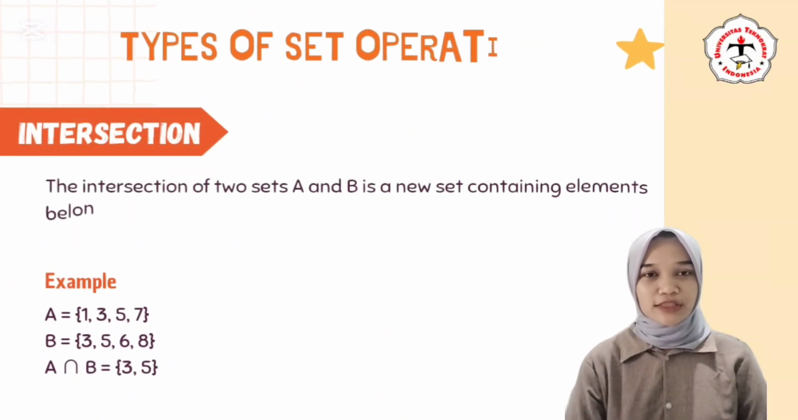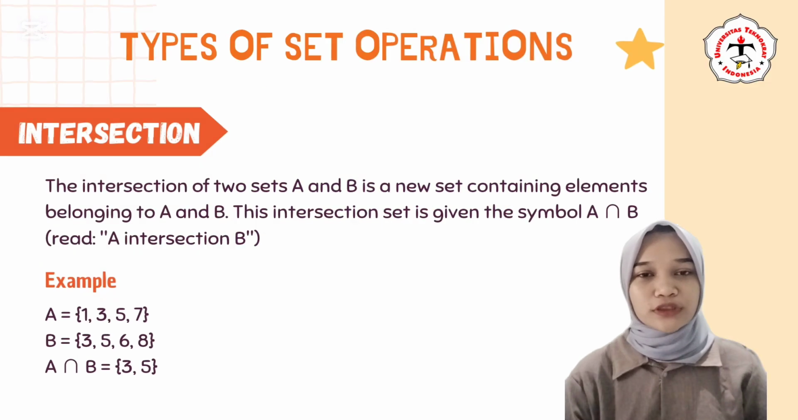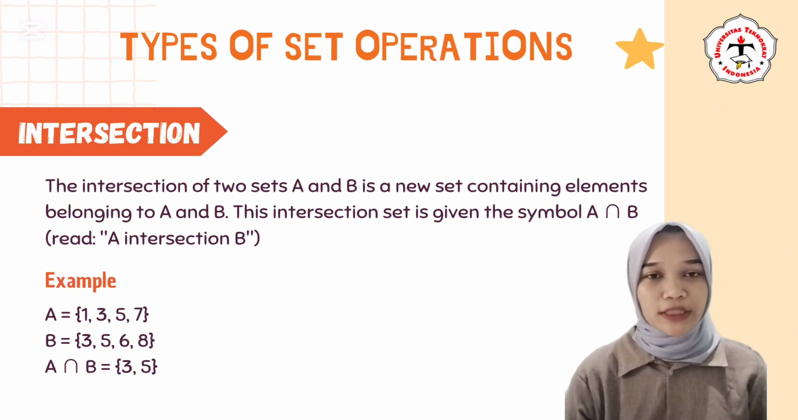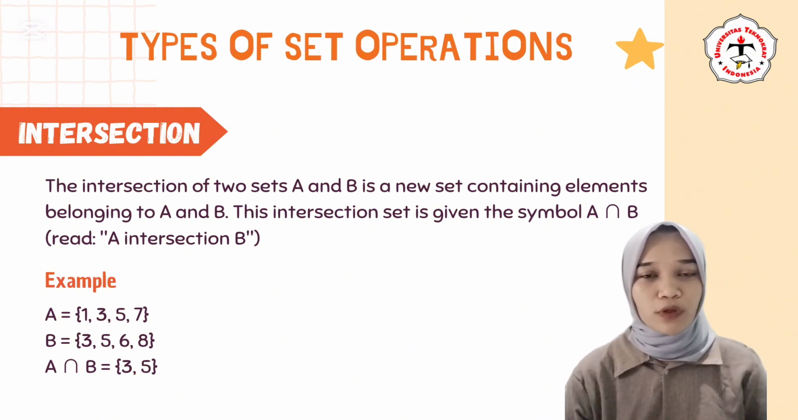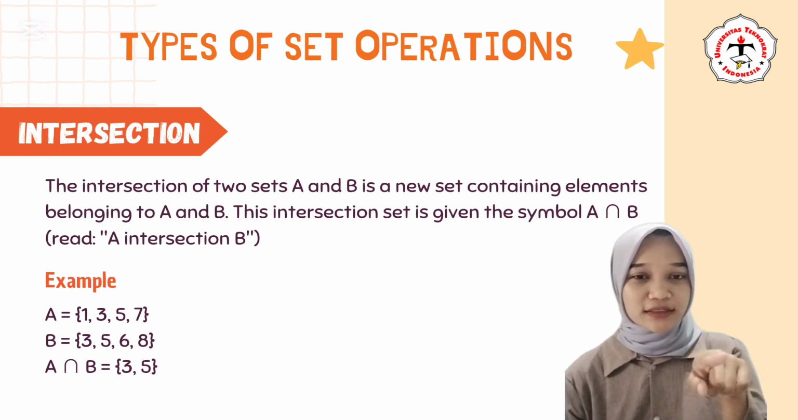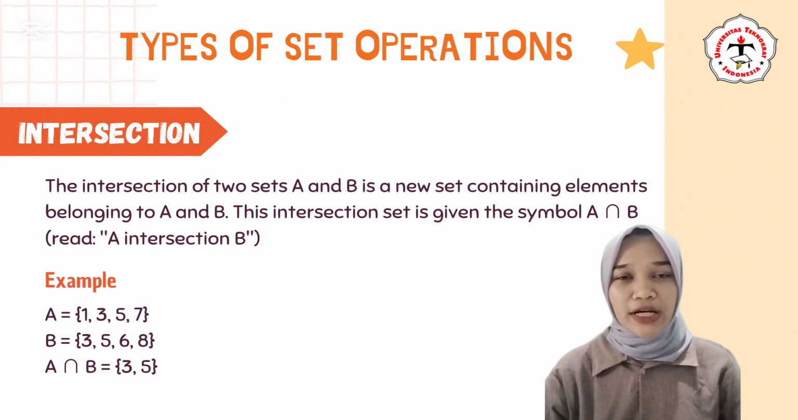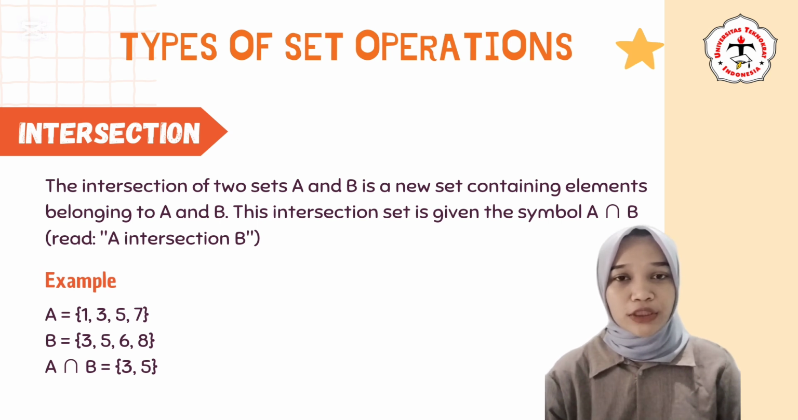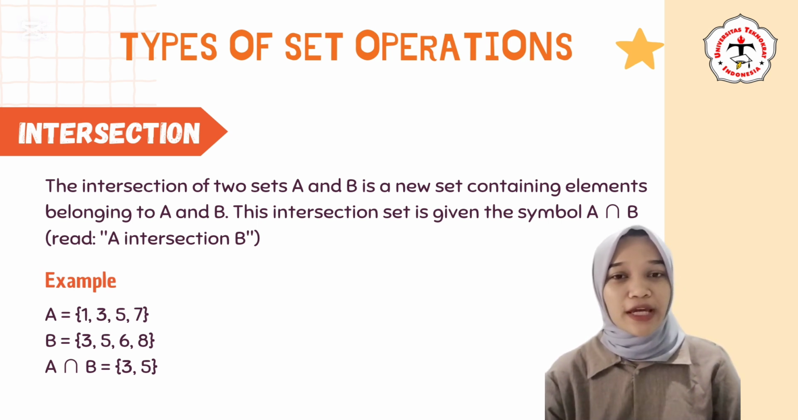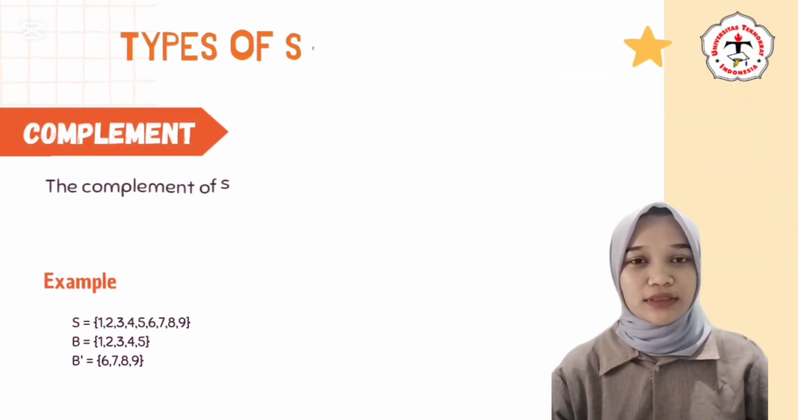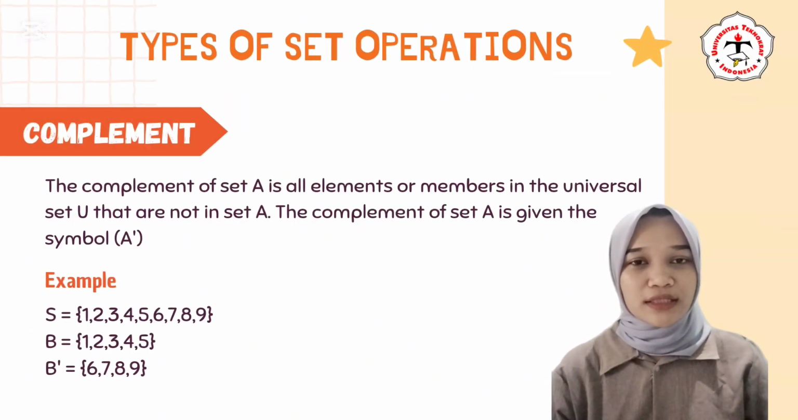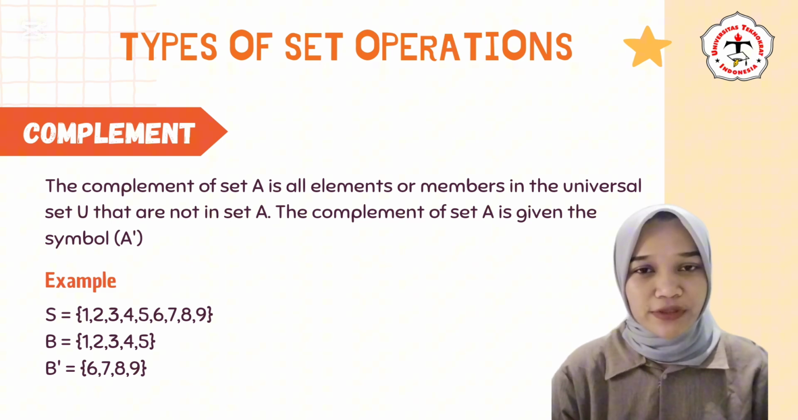Number 2, intersection. The intersection of two sets A and B is a new set containing elements belonging to both A and B. This intersection set is given the symbol A ∩ B. For example, if A is {1, 3, 5, 7} and B is {3, 5, 6, 8}, then A ∩ B is {3, 5}.